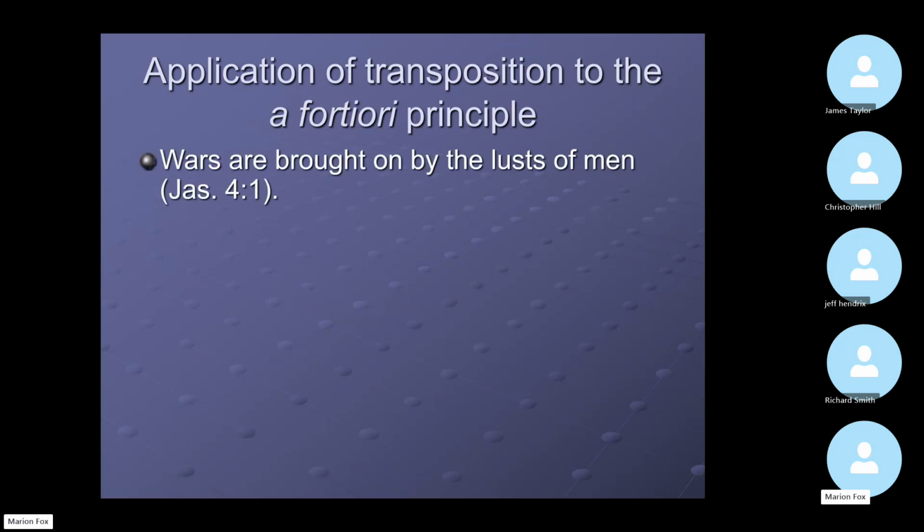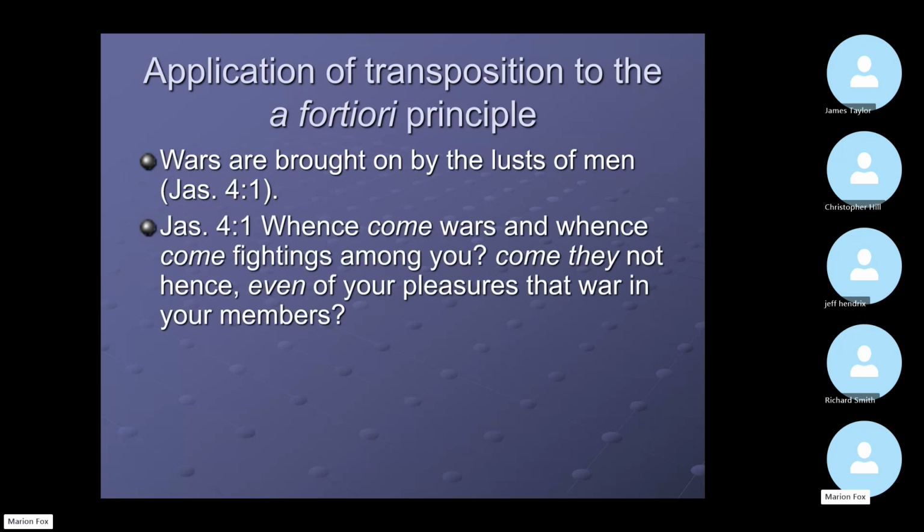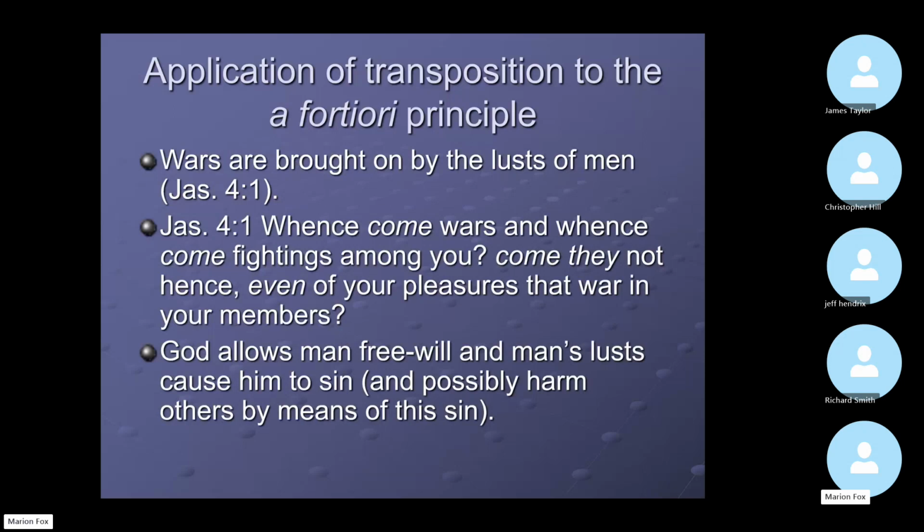Wars are brought on by the lust of men, James 4:1. James tells us, "Whence come wars and whence come fightings among you?" Where do fightings come from? "Come they not hence, even of your pleasures that war in your members?" And he goes on and gives more information about it. People lust and they try to have what someone else possesses.